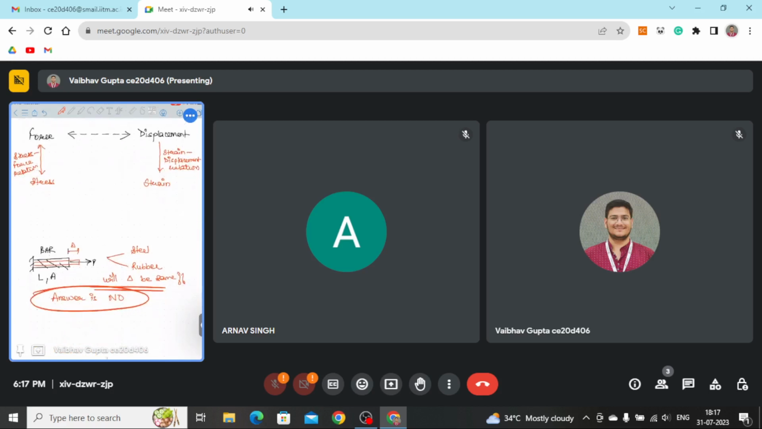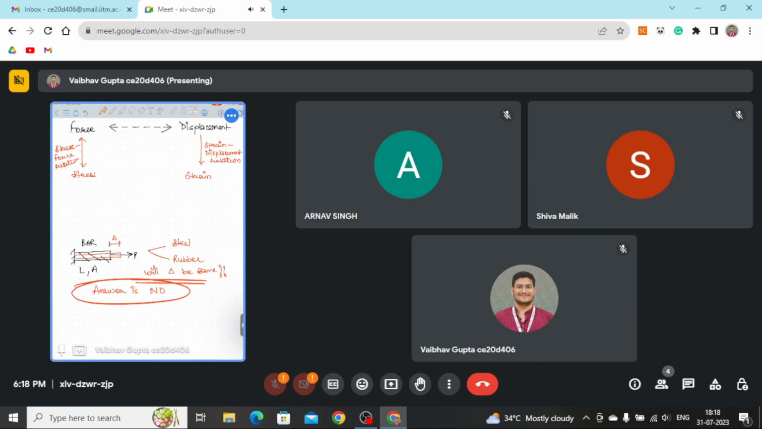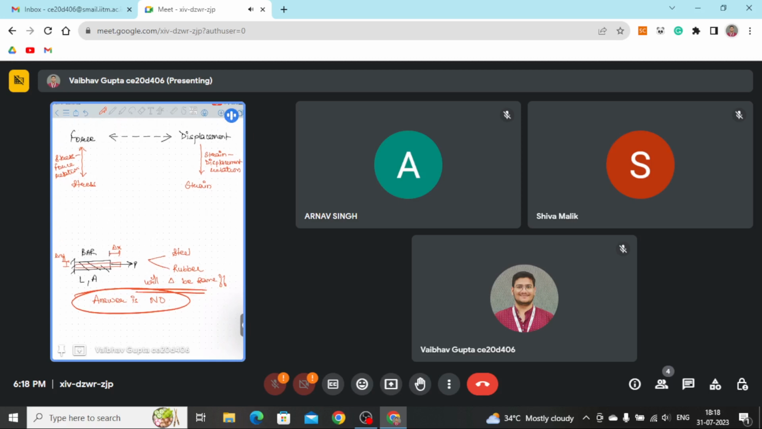Suppose you consider the same bar and if you apply a force P, it deflects by a delta. But if you can see, this bar is also shortening here. It's shortening in delta y, and suppose we say delta x. So strain is nothing but it will relate displacement in all the directions. So strain will help you in relating the displacement after applying a force P in all the directions.